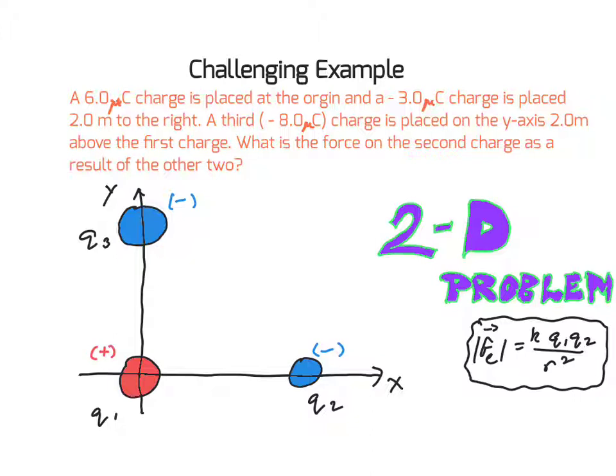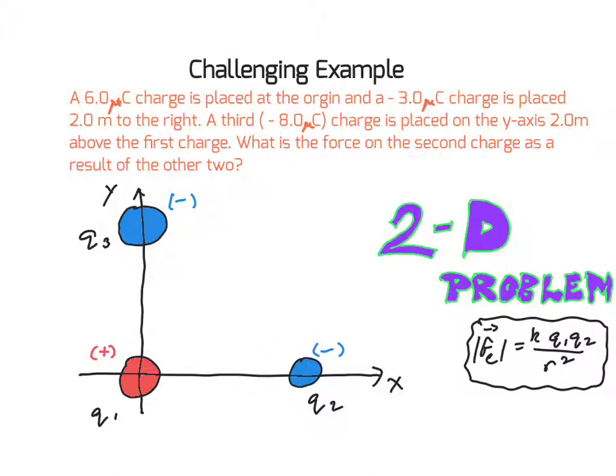Okay, so just to leave you with a more challenging example, a 6.0 microcoulombs, that is microcoulombs, or 10 to the negative 6 coulombs, charge is placed at the origin, and a negative 3.0 microcoulombs charge is placed 2 meters to the right. A third negative 8 microcoulombs charge is placed on the y-axis 2 meters above the first charge. So that third one is placed 2 meters above the first charge. What is the force on the second charge as a result of the other two?